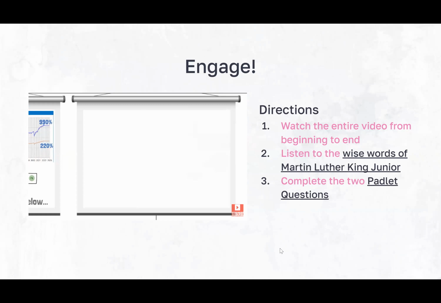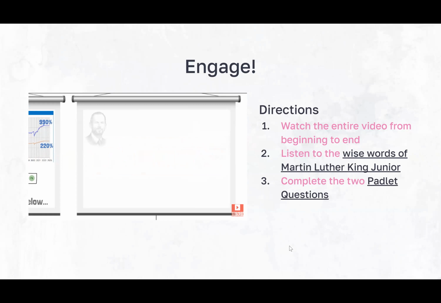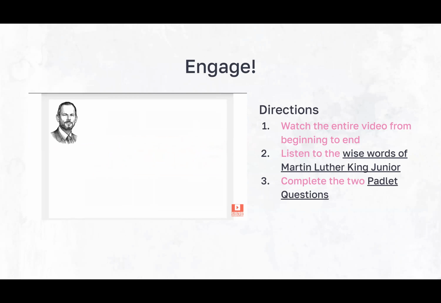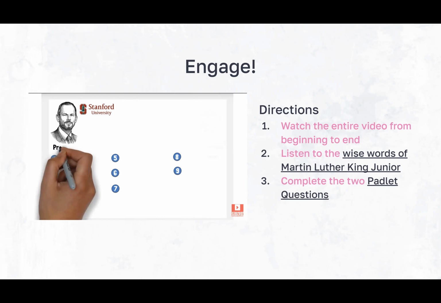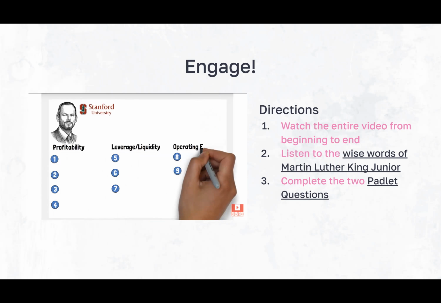Let's look behind the scenes of the F-score and determine how these numbers are derived. The score was created by Joseph Piotrowski, a professor of accounting at Stanford University. The F-score is made up of 9 variables from a company's financial statement, and 1 point is awarded for each aspect which passes the criteria set. The 9 variables are split into 3 groups: profitability, leverage and liquidity, and operating efficiency.